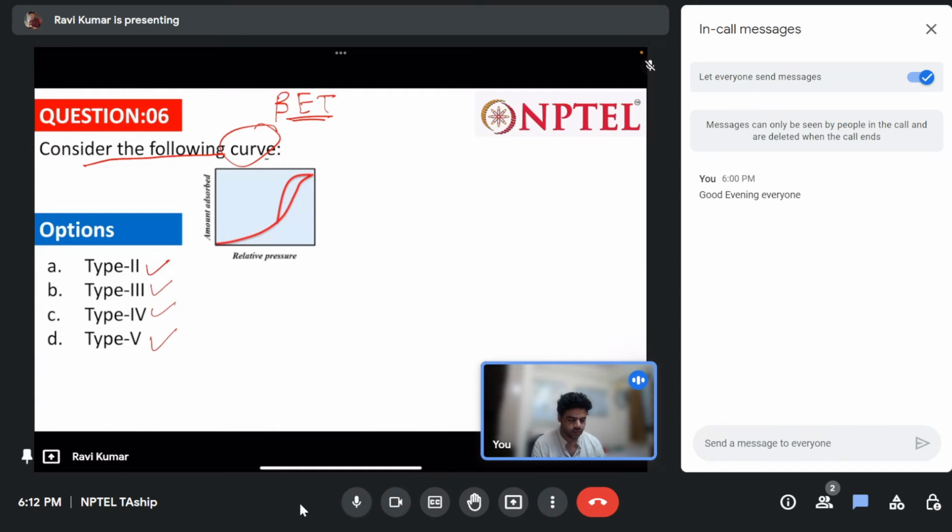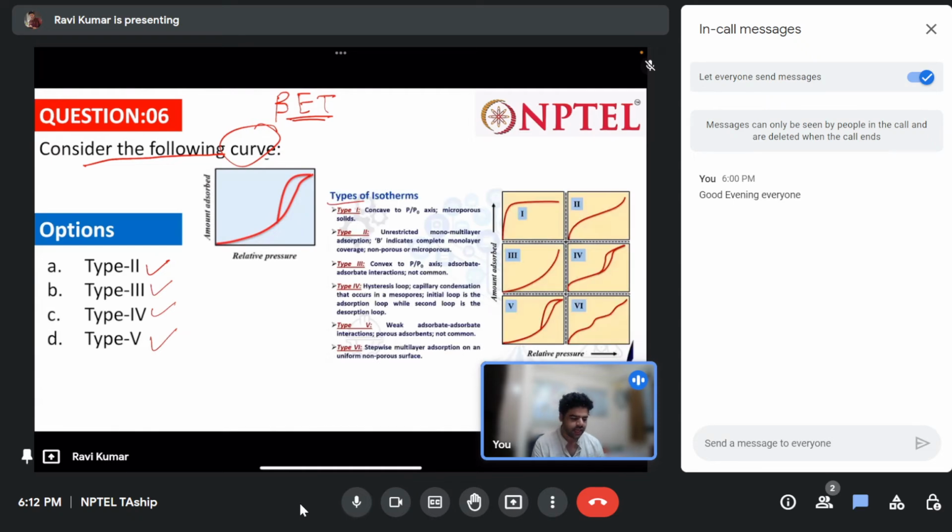Here you can see these are the six different types of isotherms, and this one resembles the fifth one, type 5. So type 5 is the correct answer for this question. Option D is the right answer.